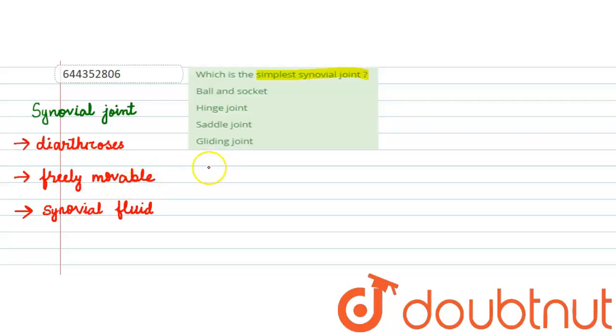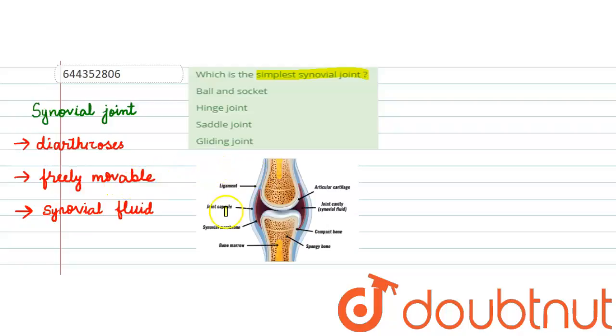Let's have a look at the illustration of a synovial joint. Here we are having the illustration of your synovial joint. We can see that we are having a synovial membrane as well as synovial fluid. And here you can see between two bones there is synovial fluid present. So this is what a synovial joint is. You can see that these bones are freely movable. Now, if we talk about the types of synovial joints, there are 6 major types which we have to understand, and then only we will be able to answer the question.